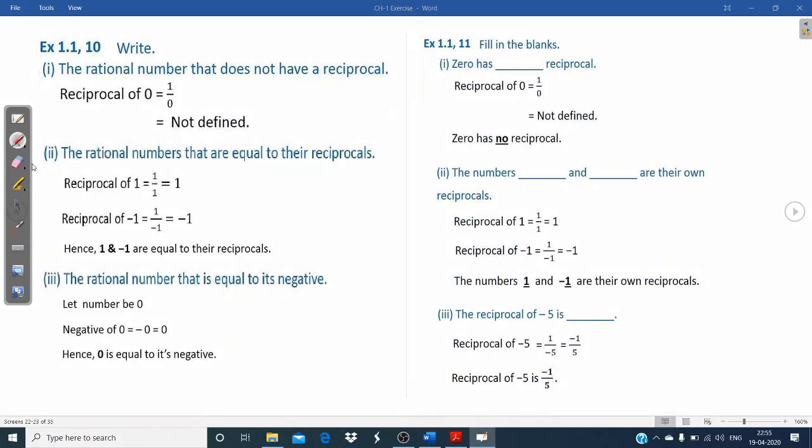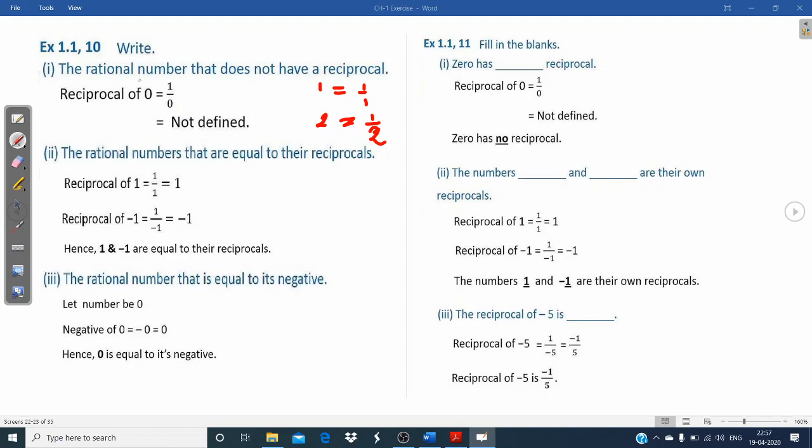Now let's move to question number 10. In question number 10, you have to write the rational number that does not have a reciprocal. We know every number has its reciprocal. Like if you write 1, what will be the reciprocal of 1? 1 upon 1. If you write 2, what will be the reciprocal of 2? 1 upon 2. So every number has its reciprocal.